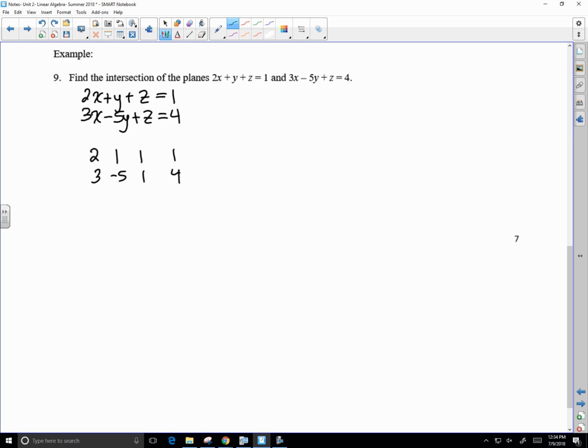If you want, just to kind of even it all out a little bit, you could do something like this just to give you a sense of where the variables belong. We have 2, 1, 1, 3, -5, 1. We have the variables x, y, z, or x1, x2, x3 if you want to have it in Ax equals b form.